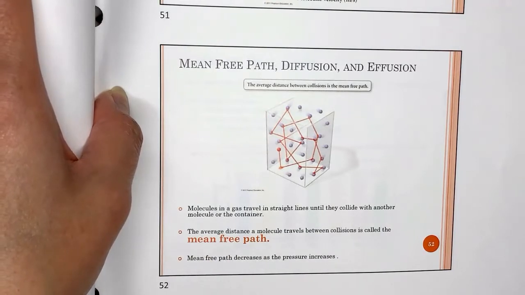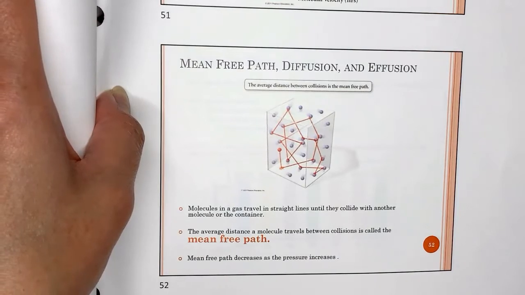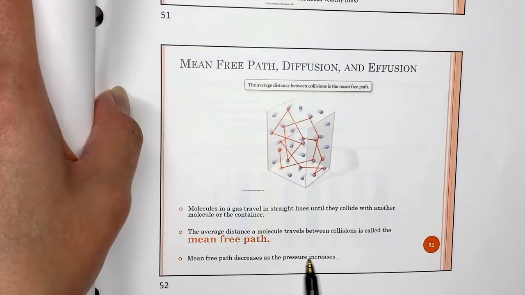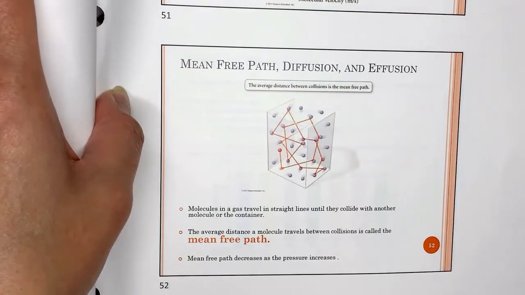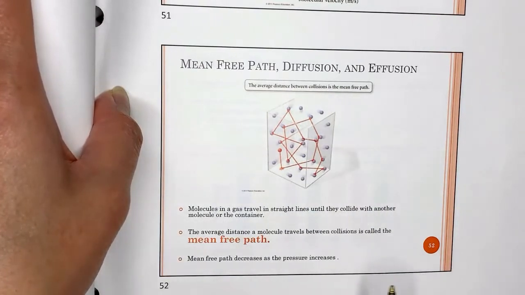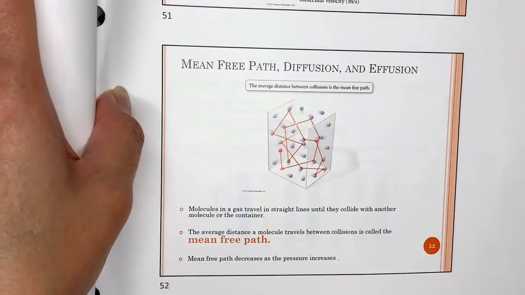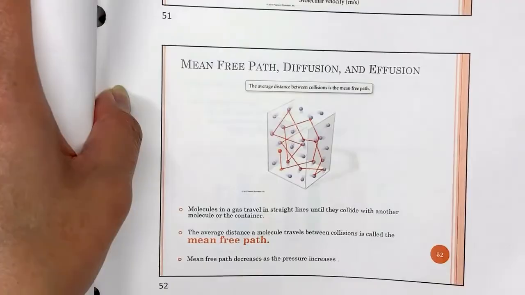The more crowded it is, the shorter the mean free path will be. Agree? So that means the volume has to be smaller, so the pressure will be increasing if your mean free path is going down. All right, so that's the mean free path relationship to how much volume there is. So that's slide number 52 right there.